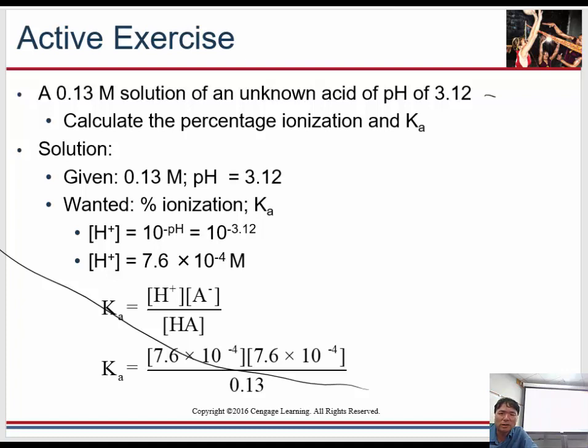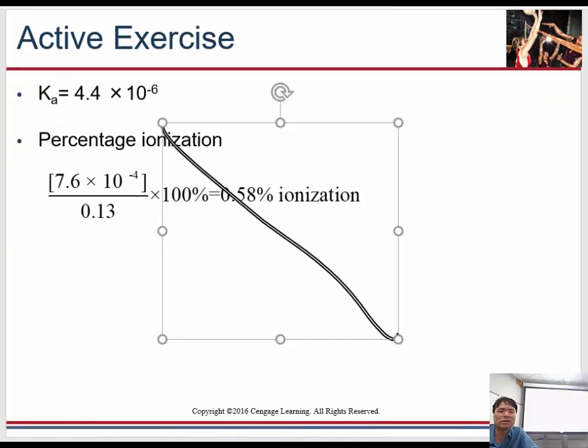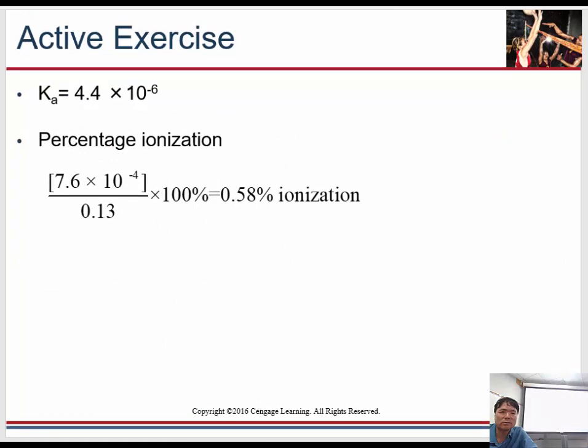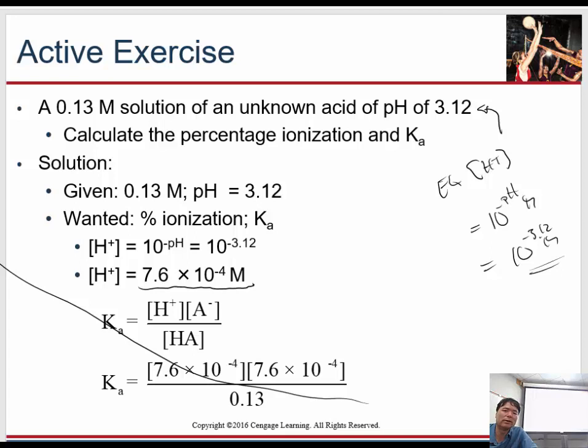This is the equilibrium H plus concentration. So the equilibrium H plus concentration is going to equal 10 to the minus pH molar. This is going to be 10 to the minus 3.12 molar. Then we can punch this in our calculator, and we get an H plus concentration of 7.6 times 10 to the minus 4 molar. And then we can go back through and figure out the percent ionization. Percent ionization in this one is 0.58% after we solve for the original molarity of the acid.